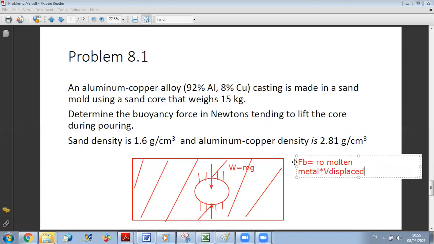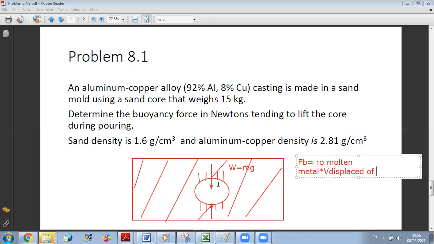When you put your core into the fluid, it will take a certain volume from the fluid. This is called the volume displaced. This is the volume occupied by the solid. It will take a certain place from the fluid, okay?